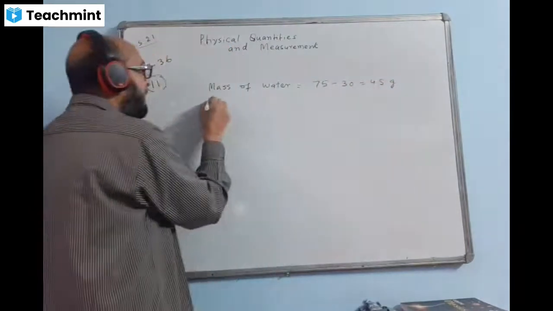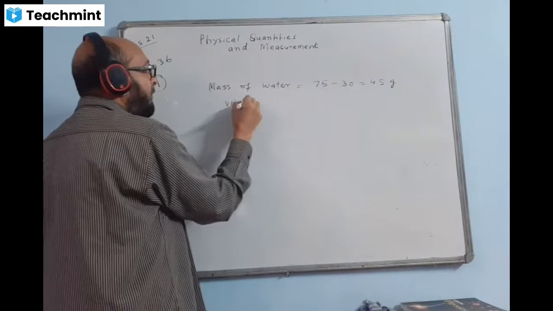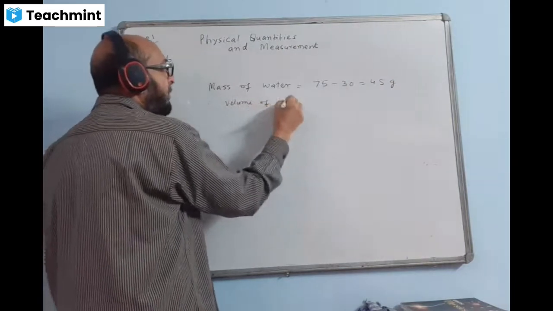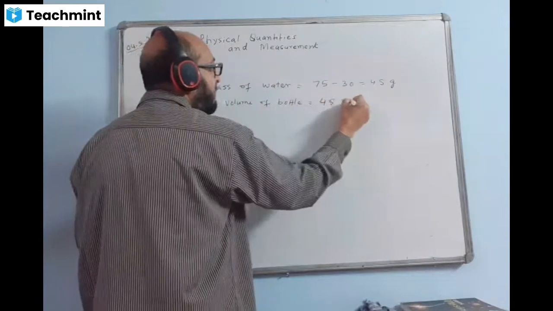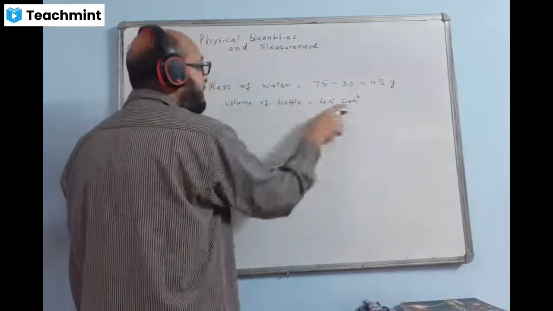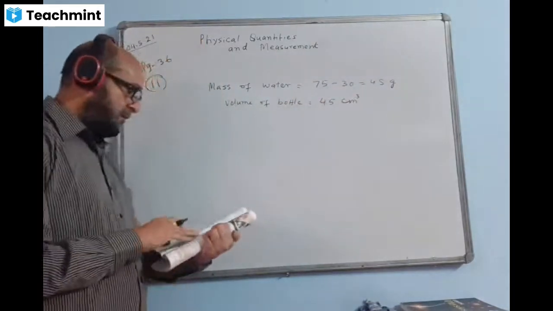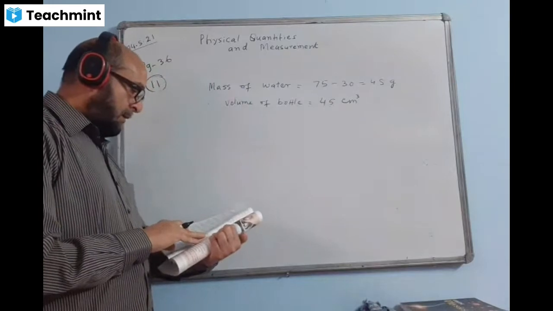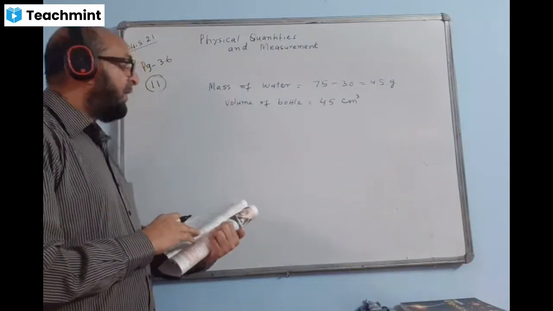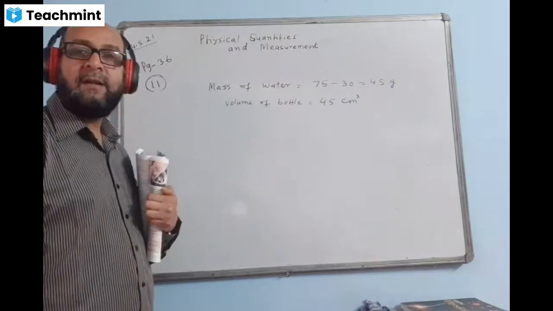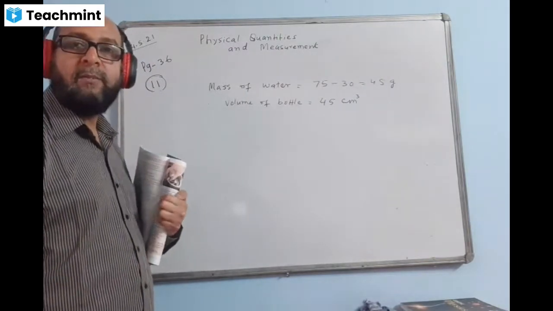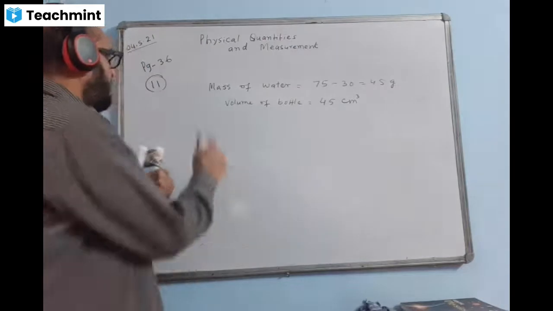Therefore, the volume of the bottle will be the same value, 45 only, but the unit will be centimeter cube. Volume unit is centimeter cube, 45 centimeter cube. The first answer we got is 45 centimeter cube, and 45 ml in the book is the same thing. We can write the answer in centimeter cube. No harm, it is all the same. That is the first answer we got.